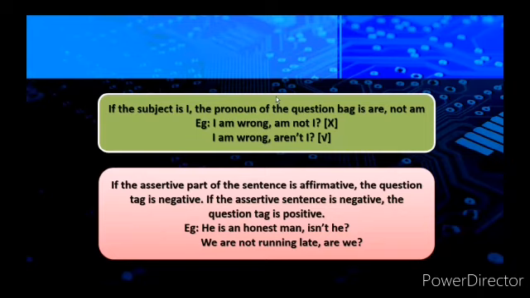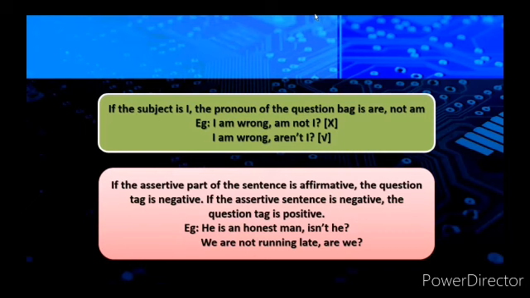Like for example, he is an honest man. This is a positive sentence, so the question tag should be isn't he. We are not running late. This is a negative sentence, so the question tag should be positive. Are we? He is an honest man, isn't he? We are not running late. Are we?